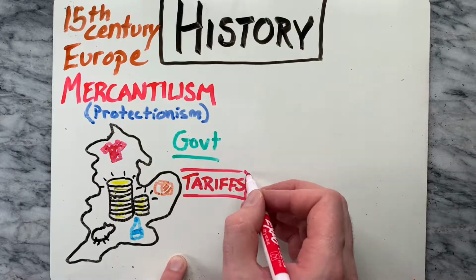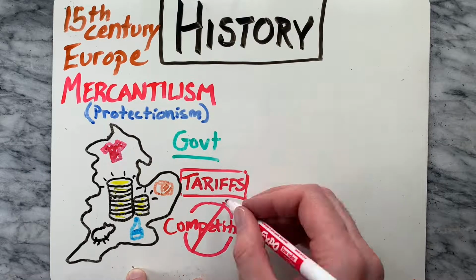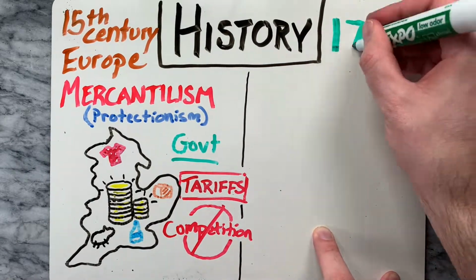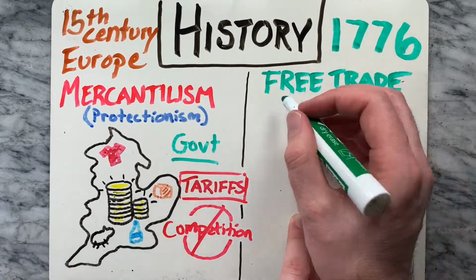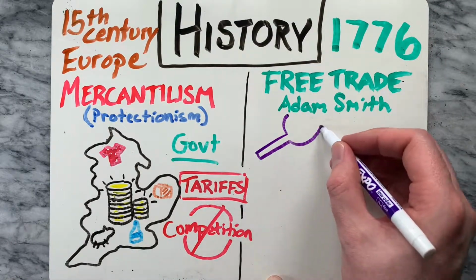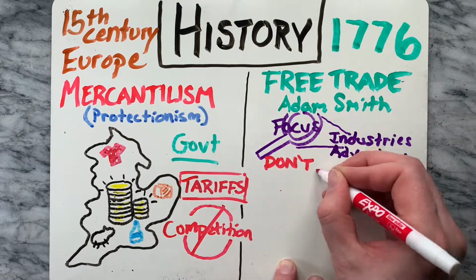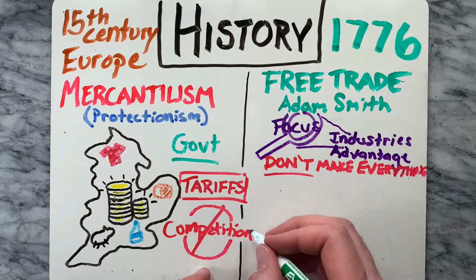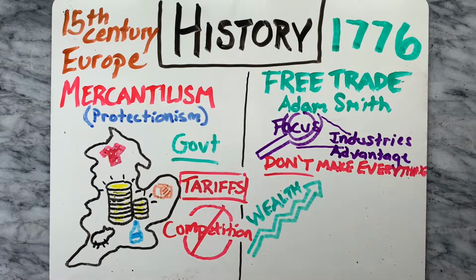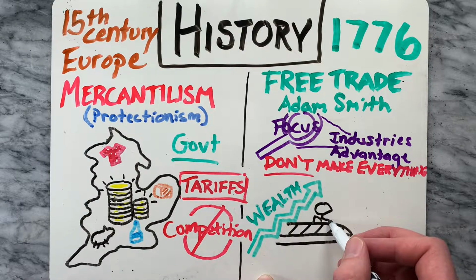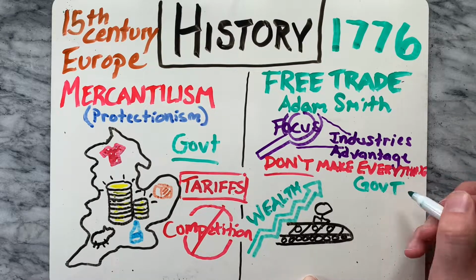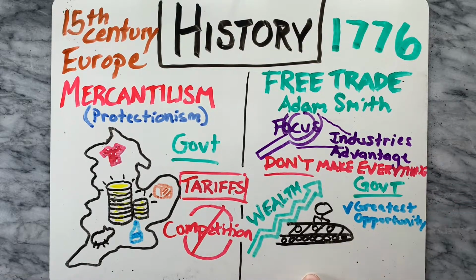This philosophy held strong till 1776, when a man named Adam Smith challenged mercantilism and instead promoted an economic policy we know today as free trade. He argued that it's better for each country to focus on industries where they have the advantage and try not to make everything within your country. This would result in an overall increase in wealth within each country because the workforce of each country can focus on sectors where native skill and opportunity is the greatest.